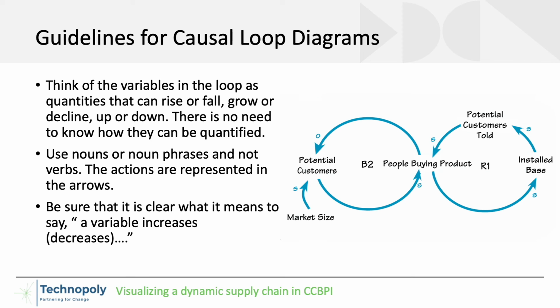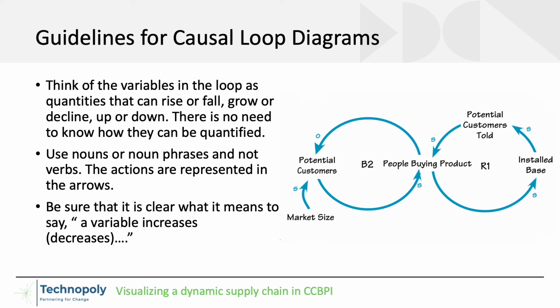So when we try to diagram our causal loop, we don't have to worry about whether they can be quantified right now or not. What is more important is that you look at them as something that you can imagine can grow in terms of a quantity, rise or fall, or decline, or go up and down. So the goal here is to be able to understand the relationship of the so-called variables.